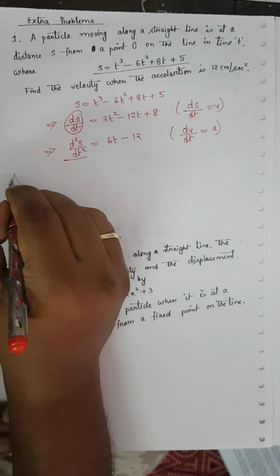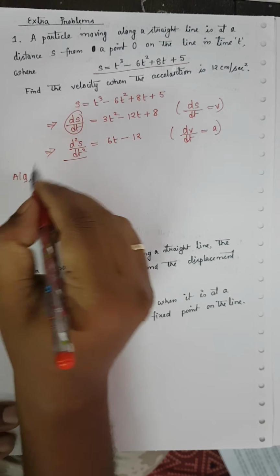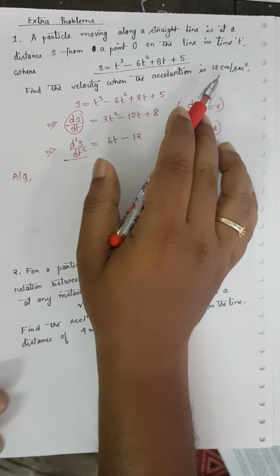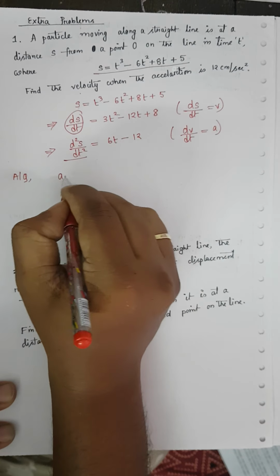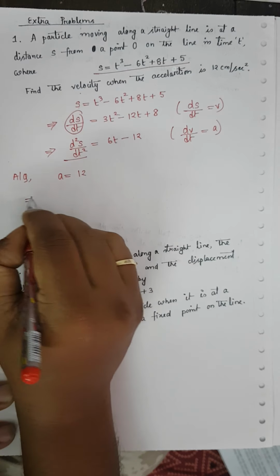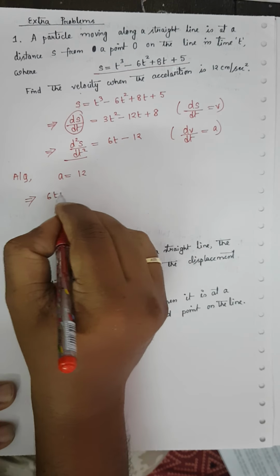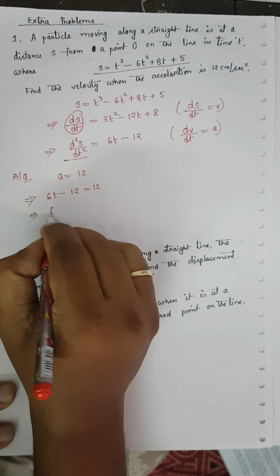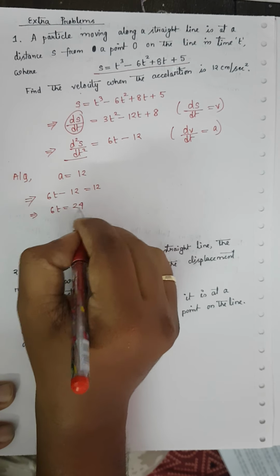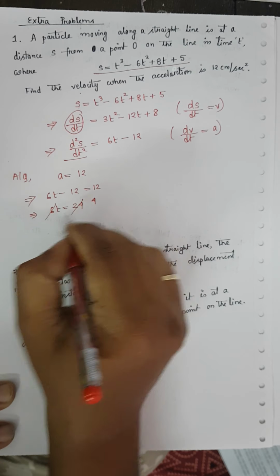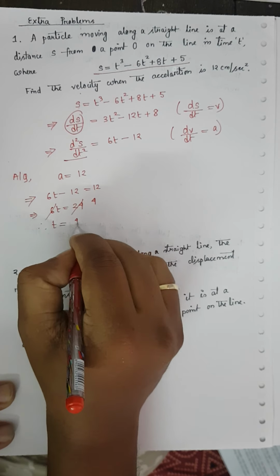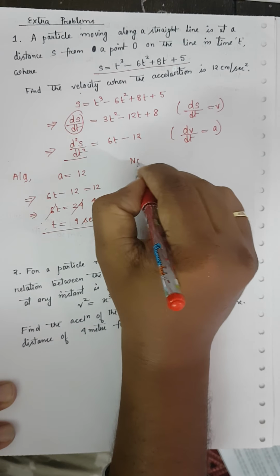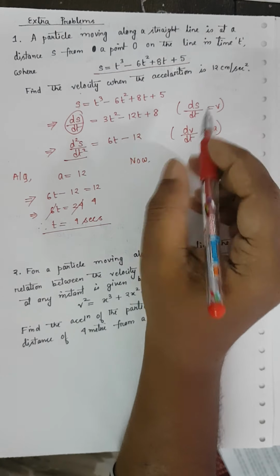Now you are given, according to the question, find the velocity when the acceleration is 12 centimeter per second square. So given that a is equal to 12, a means 6t minus 12 is equal to 12. So I am getting 6t is equal to 24. So after cancellation, I get t is equal to 4 seconds. So the time is 4 seconds. Now we need to find the velocity when the time is 4 seconds.